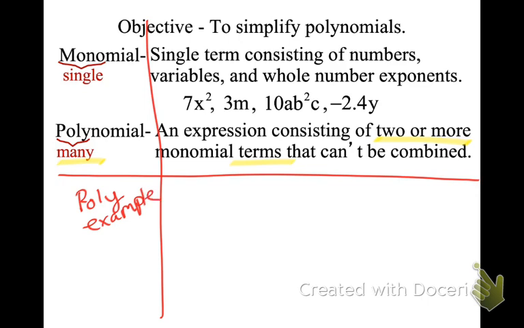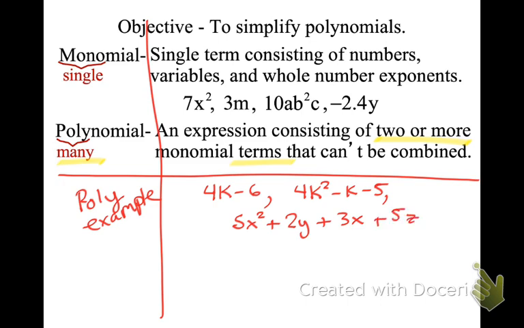And so a polynomial is 2 or more terms. So I could do 4k minus 6. I could do 4k squared minus k minus 5. I could do 5x squared plus 2y plus 3x plus 5z. Many terms.